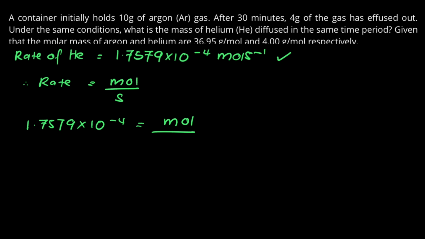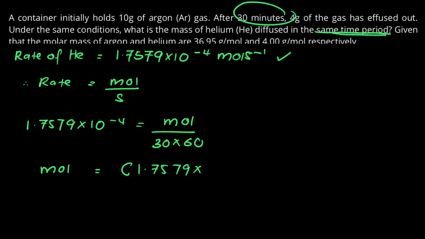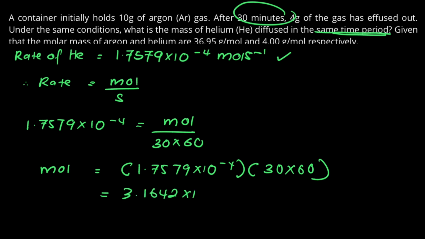So how many seconds are there? Because they said diffuse at the same time period, right? Here it states that it is 30 minutes. So same goes, 30 times 60. So the number of moles should be equivalent to 1.7579 times 10 to the power of negative 4 times 30 times 60. So you should get the number of moles equivalent to 3.1642 times 10 to the power of negative 1 mole.